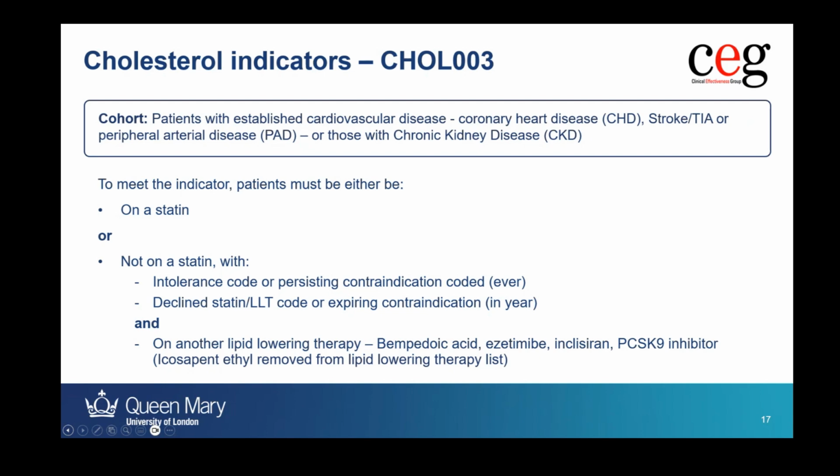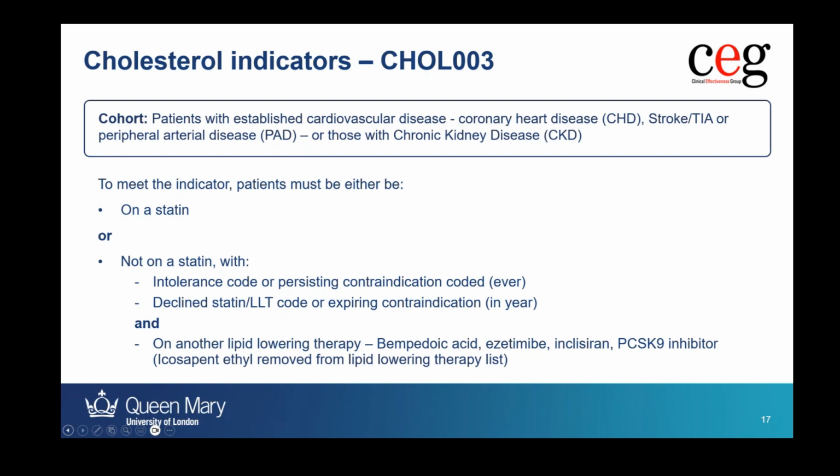Now, to meet the indicator, they either have to be on a statin, or if they're not on a statin, they have to have a reason for not being on the statin coded in their notes, whether that be an intolerance or a persisting contraindication coded ever on the notes, or that they've declined to have a statin or lipid-lowering therapy or an expiring contraindication in year, because those declined decisions need to be kept up to date. And they need to be on some other lipid-lowering therapy, whether that be bempedoic acid, ezetimibe, inclisiran, or the PCSK9 inhibitors. Just a note from a change from last year is that icosapent ethyl has been removed from the lipid-lowering therapy list.